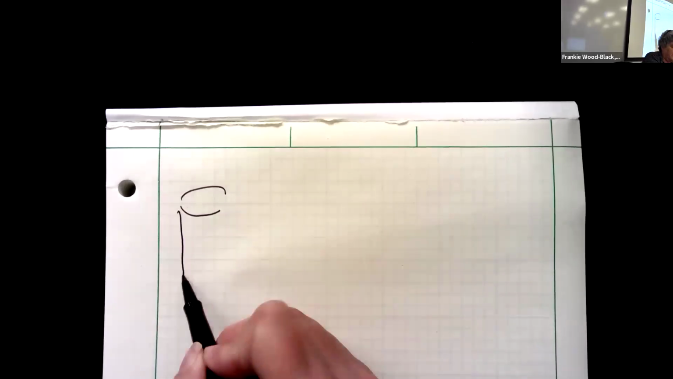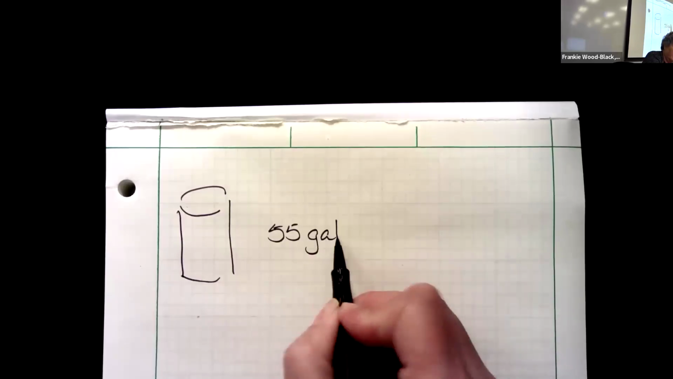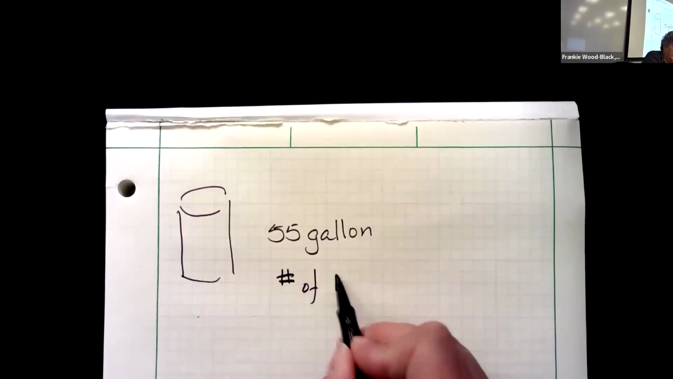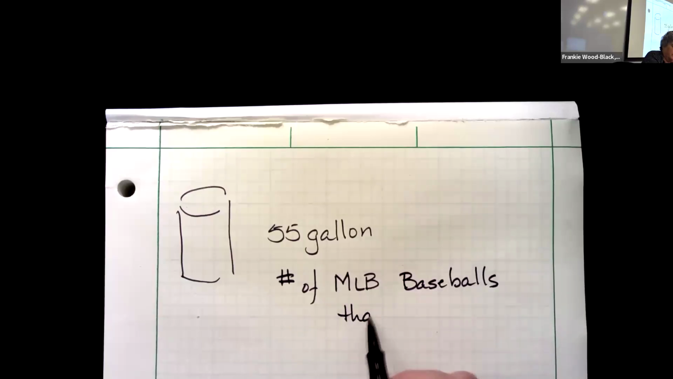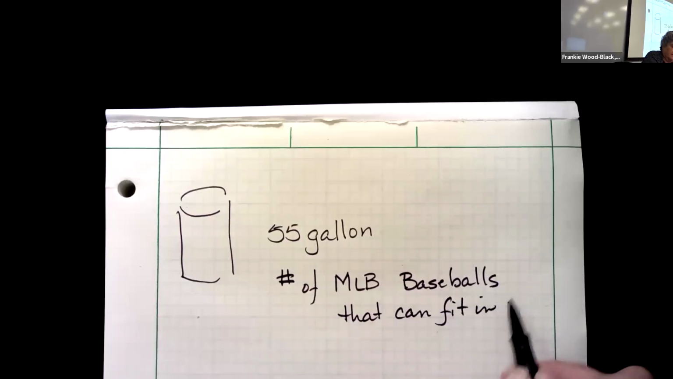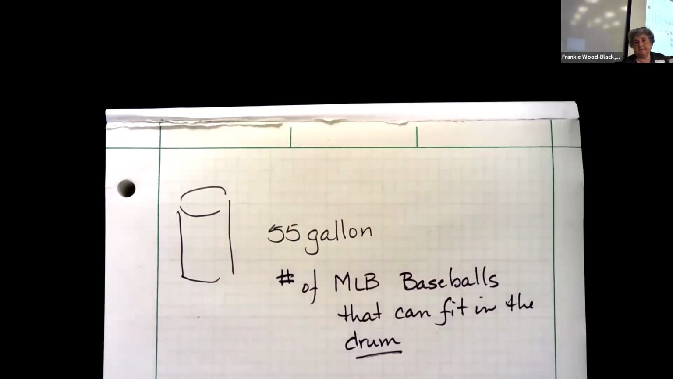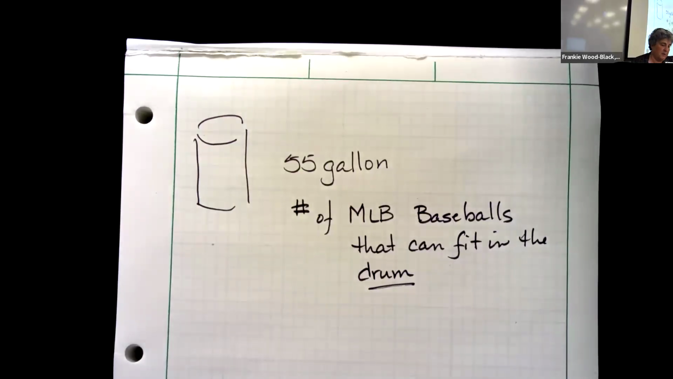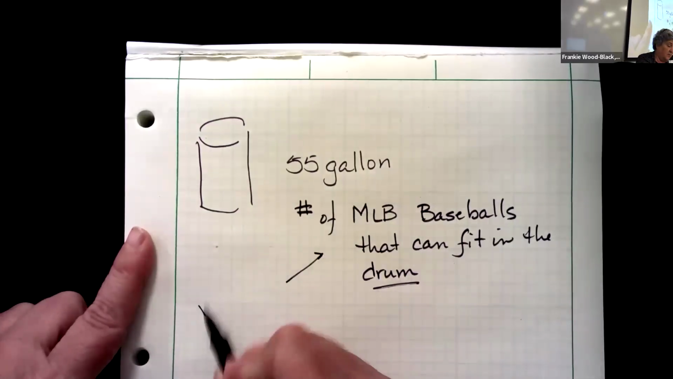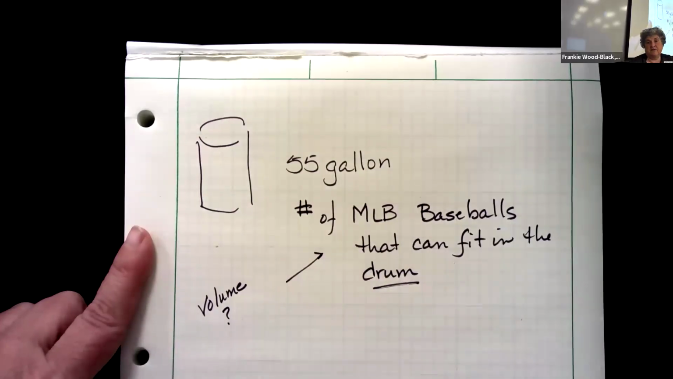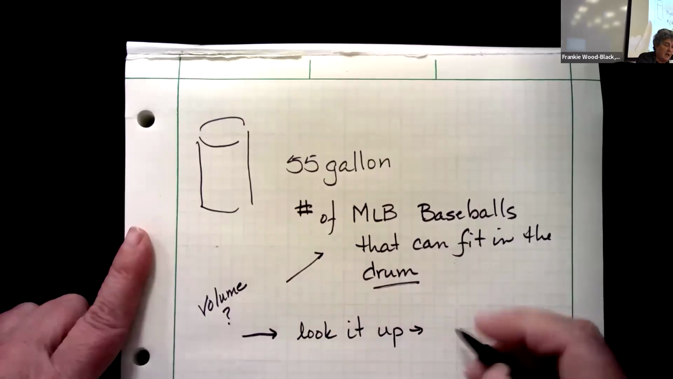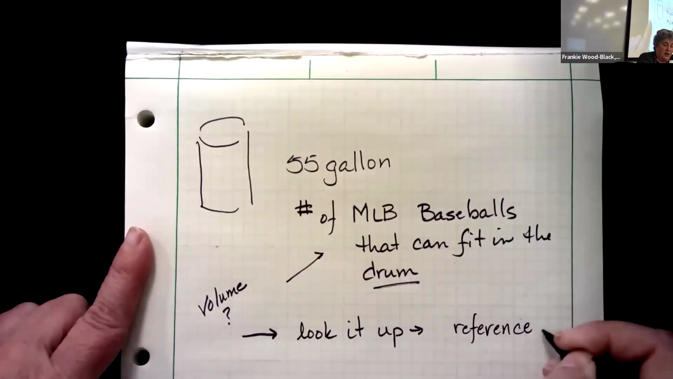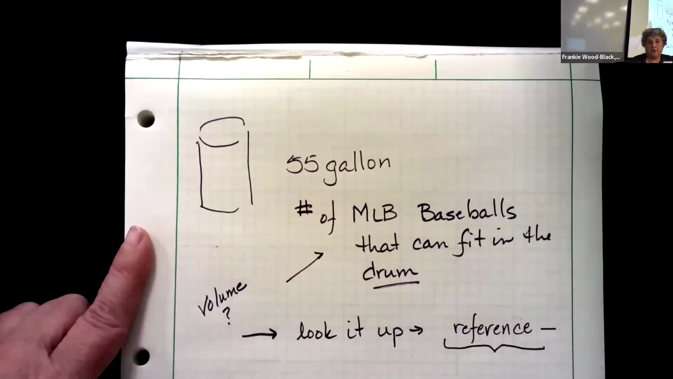So your homework assignment is that you've been given a 55-gallon drum, and we want to know the number of Major League Baseballs that can fit in the drum. There's some information that you're going to need: what is the volume of a Major League Baseball? You're going to have to look it up, and you'll need to reference it. When you turn in your assignment, it better include the reference for where you got your Major League Baseball volume.